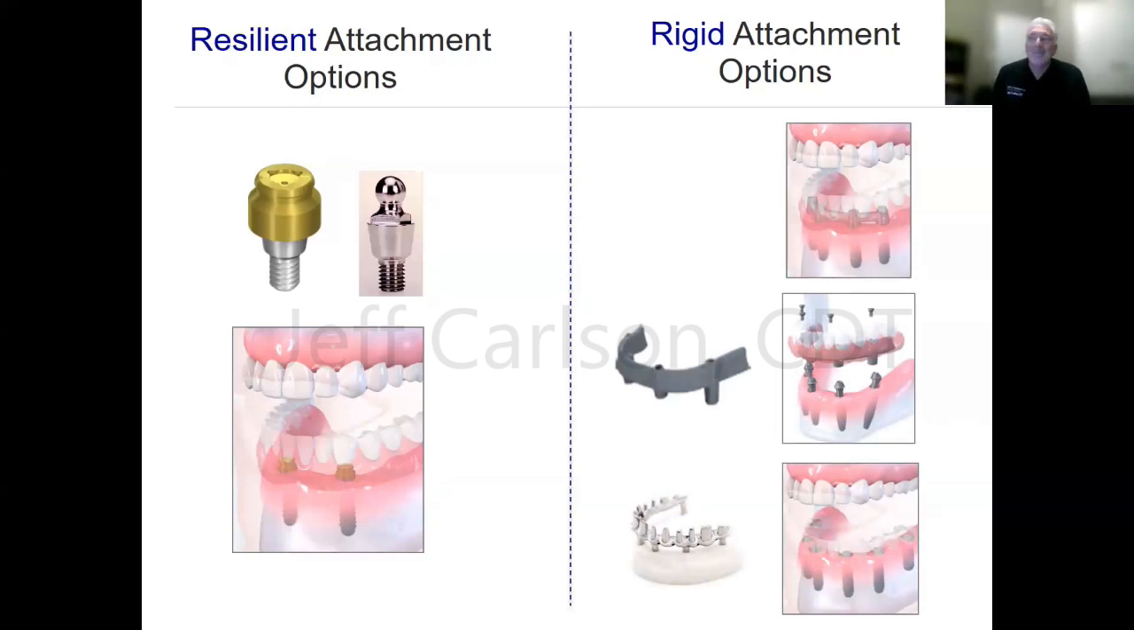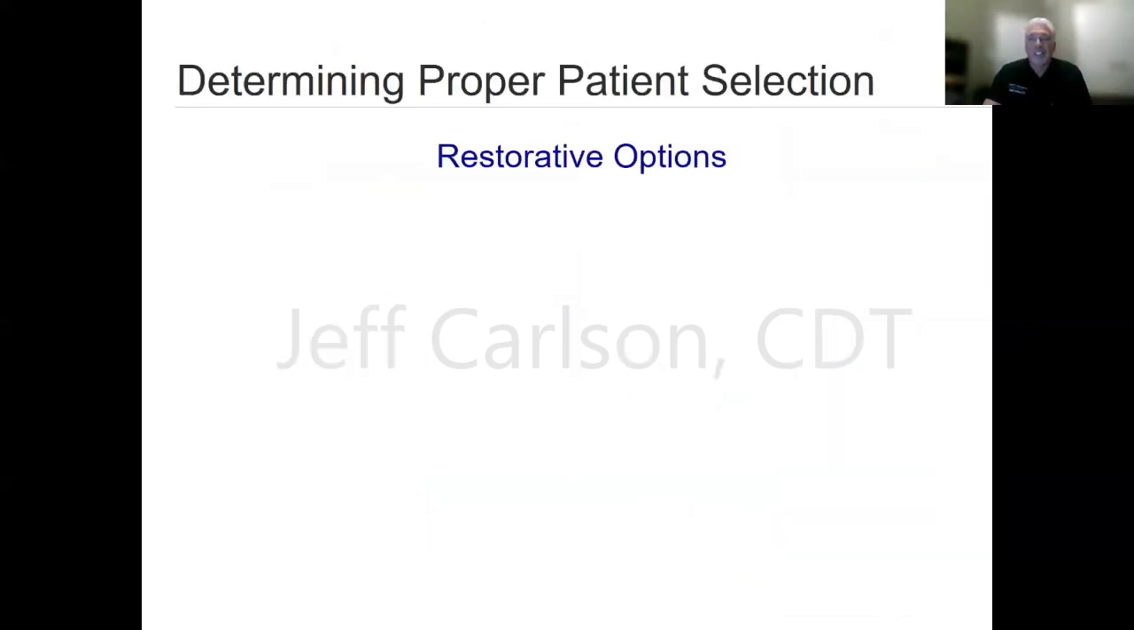Then rigid attachments are going to be something that doesn't allow for as much movement, like Hader bar clips, things like that, that are more rigid, and it's going to be more implant-supported. Loads are going to go to that implant and then transfer from the abutment-to-implant interface to the implant-to-bone interface, and then the next chewing stroke, and again, distribution of forces.